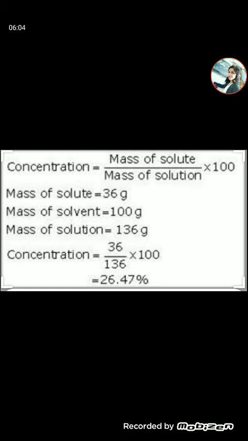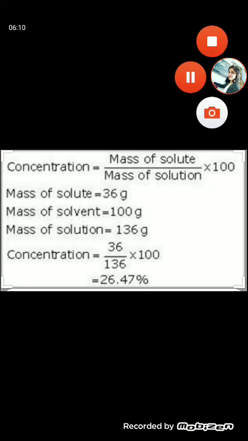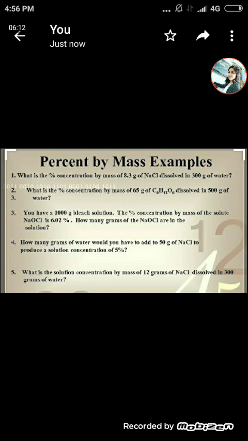Now I have some questions for you, and you have to calculate the answers. These 5 questions on percentage by mass are your homework. You need to solve them in the fair copy and write the notes. Thank you.